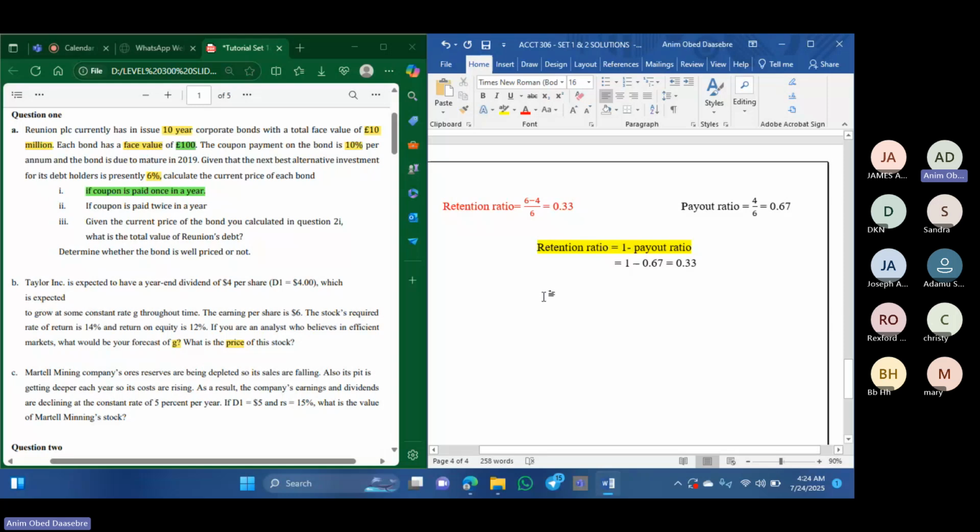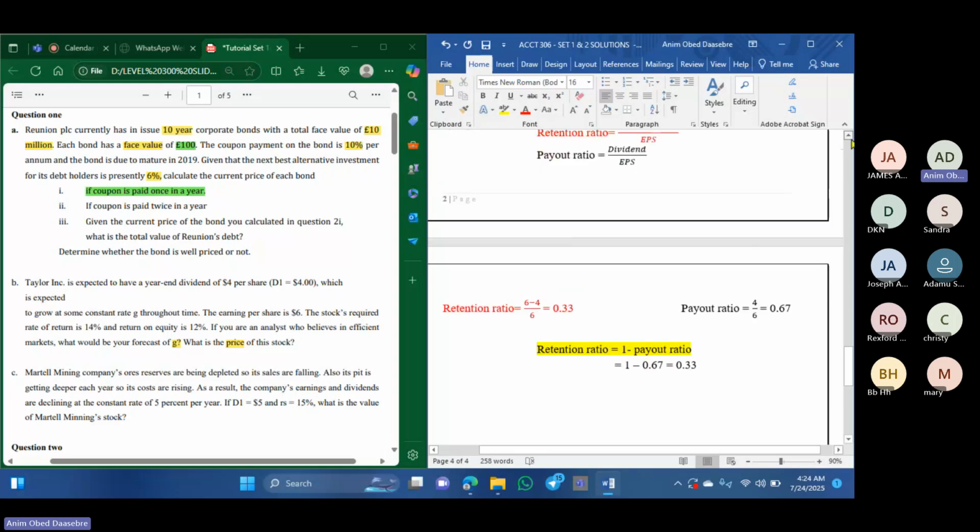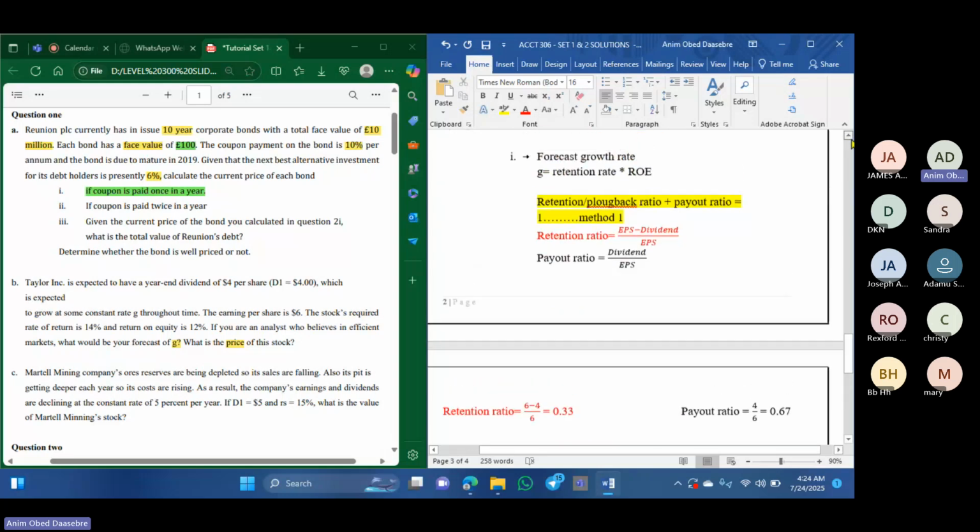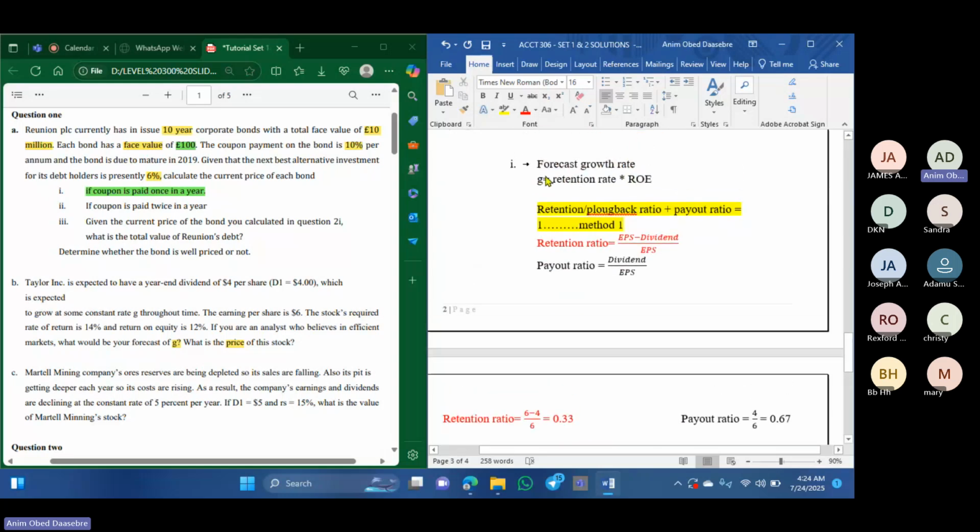So now we are fine with the retention ratio. We can find our growth rate. So our growth rate was this.